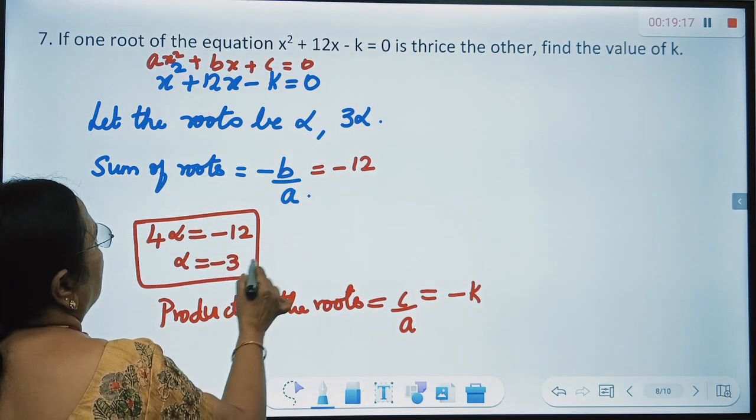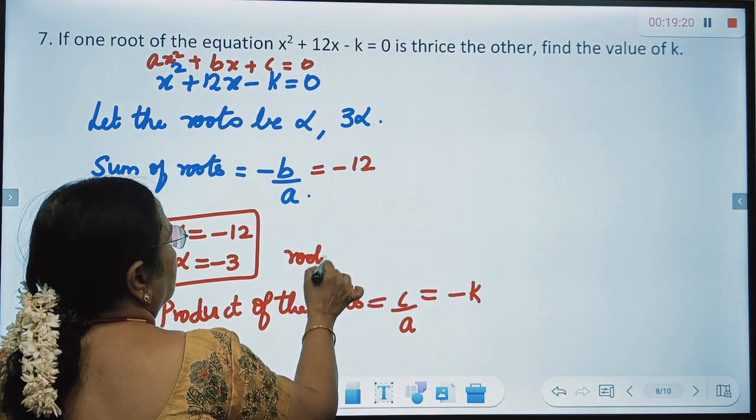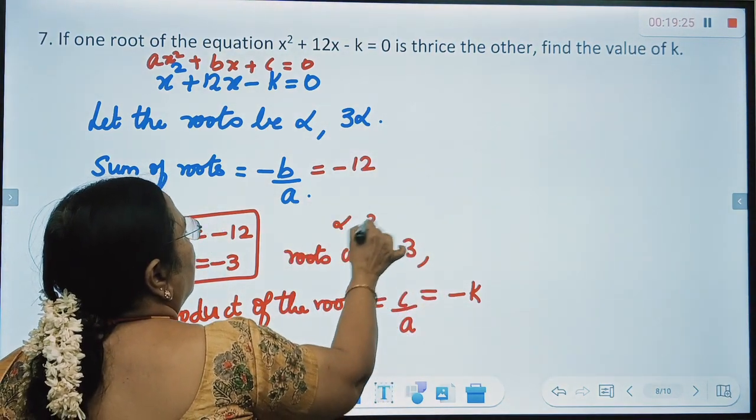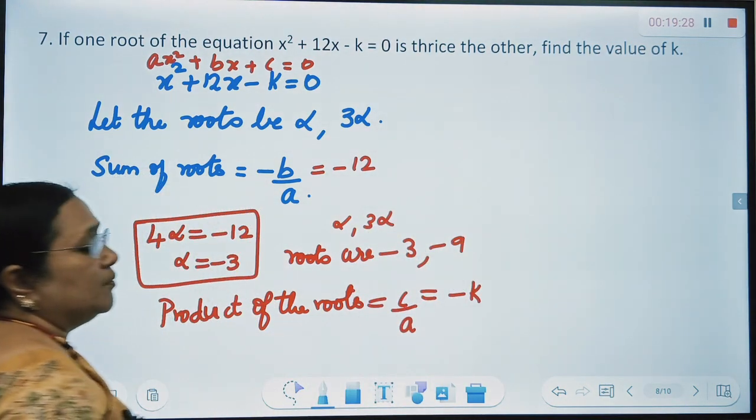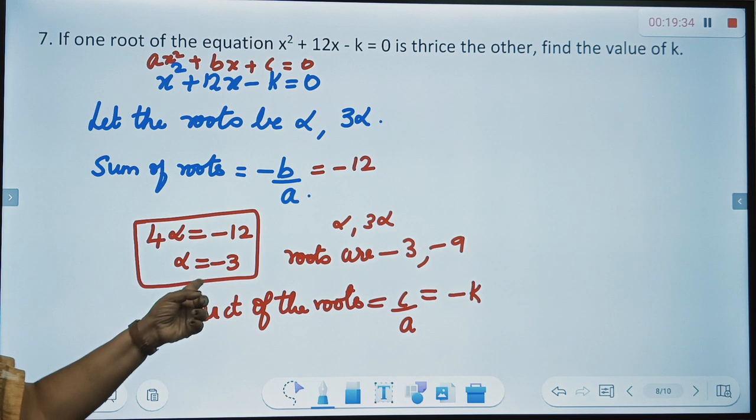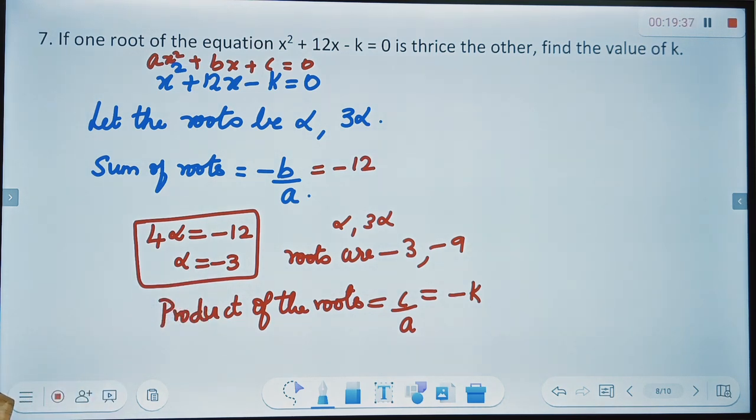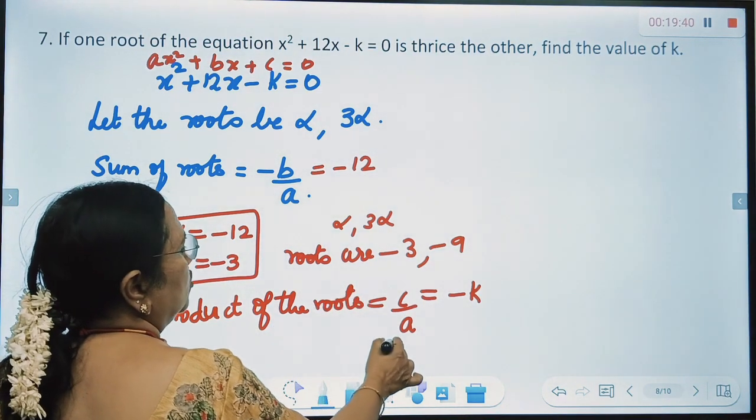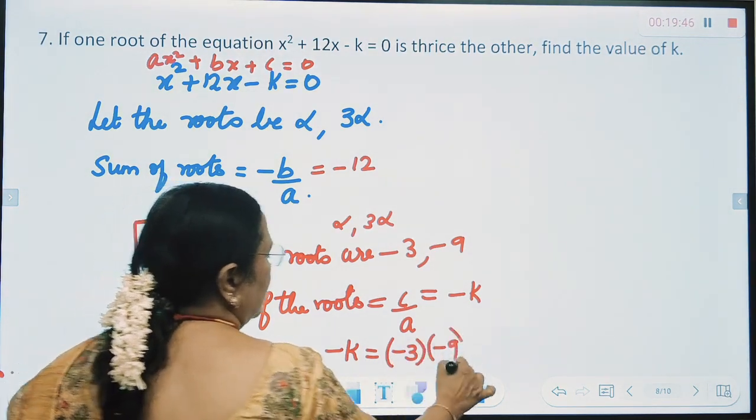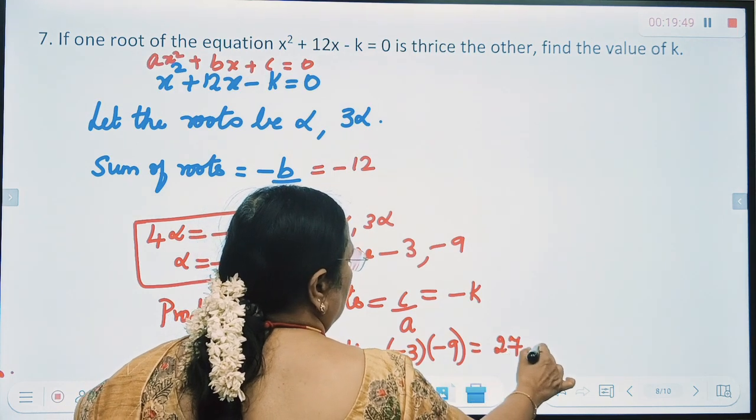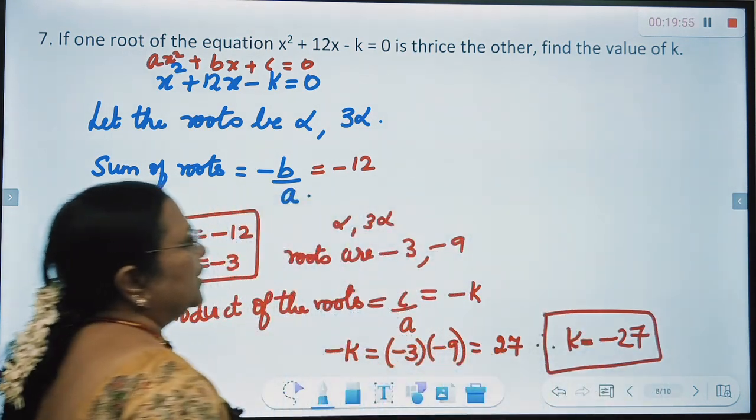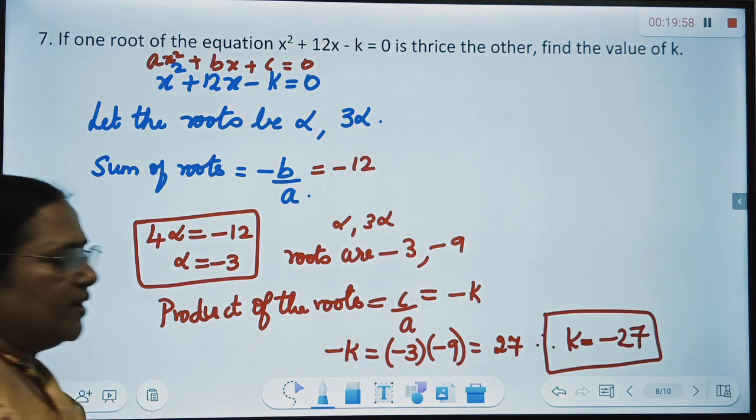Alpha is minus 3. So if the roots are alpha and 3 alpha, minus 9. Because the roots are given to, one is thrice the other. If alpha is minus 3 is one root, the other root will be 3 times this, which is minus 3 into 3, minus 9. Now product of the roots is minus k. So minus k equal to minus 3 into minus 9, which is 27. Therefore, k equal to minus 27. Is it clear?